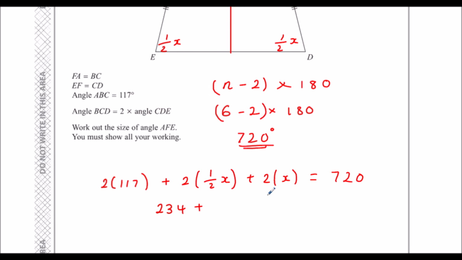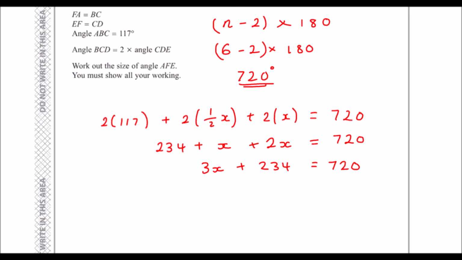2 half x's, 2 halves make a whole, and 2 x's, which is just 2x, equals 720. x plus 2x is 3x. Let's simplify that. 3x plus 234 equals 720.